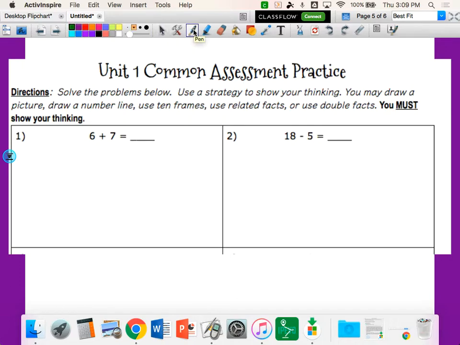They could have drawn a picture: 1, 2, 3, 4, 5, 6 plus 7: 1, 2, 3, 4, 5, 6, 7, to count and find 13. They could have started at the bigger number and counted on. So 7, then 6 more: 8, 9, 10, 11, 12, 13. They could have drawn a number line.